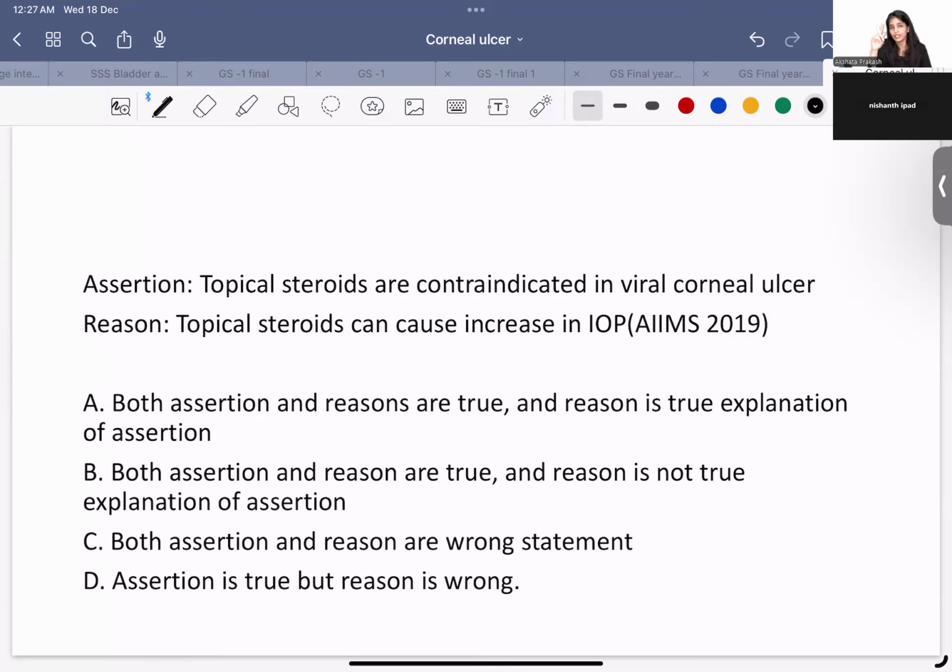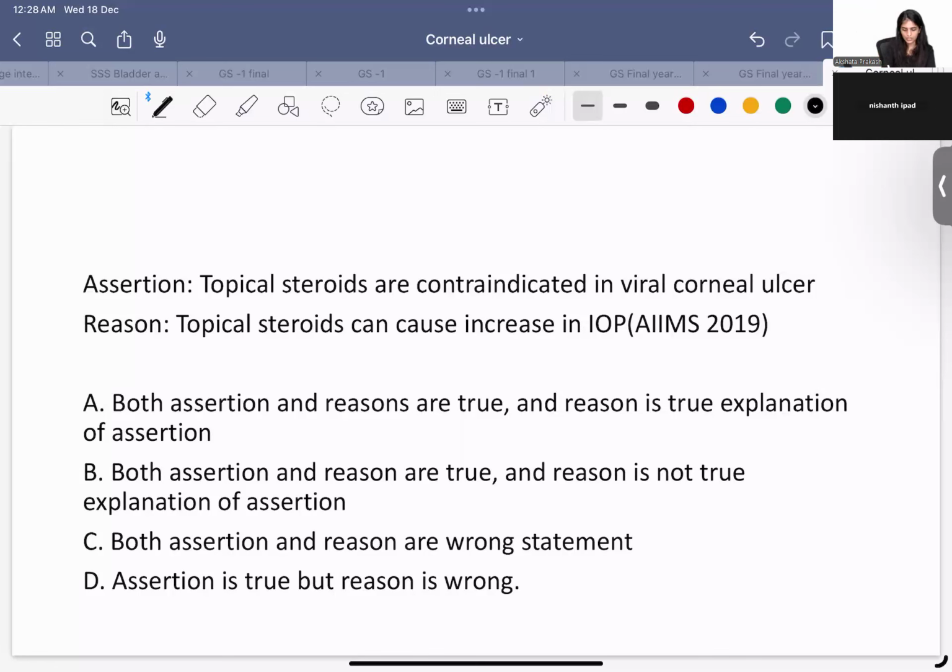The reason they say is that topical steroids can cause increase in IOP. There is an exception, but we will keep it aside, okay? Now, what I feel is that topical steroids being contraindicated in viral corneal ulcer is true. Topical steroids can cause increase in IOP is also true. But this reason is not the explanation for the assertion. If they hadn't mentioned reason and had just given a second sentence, whether true or false, you would say both are true. But the reason is not the explanation of the assertion. This is the option that you have to mark.